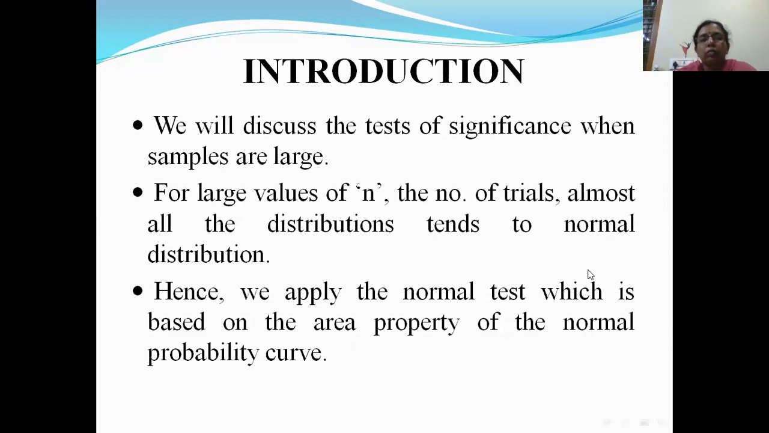Here we will discuss the test of significance when samples are large, that is, the number of trials n is very large. Then we'll use this large sample test. As we know, as the number of trials n is large or tends to infinity, almost all the distributions tend to normal distribution. So here we apply the normal test, which is based on the area property of the normal probability curve. In large sample test, we will be using normal test.